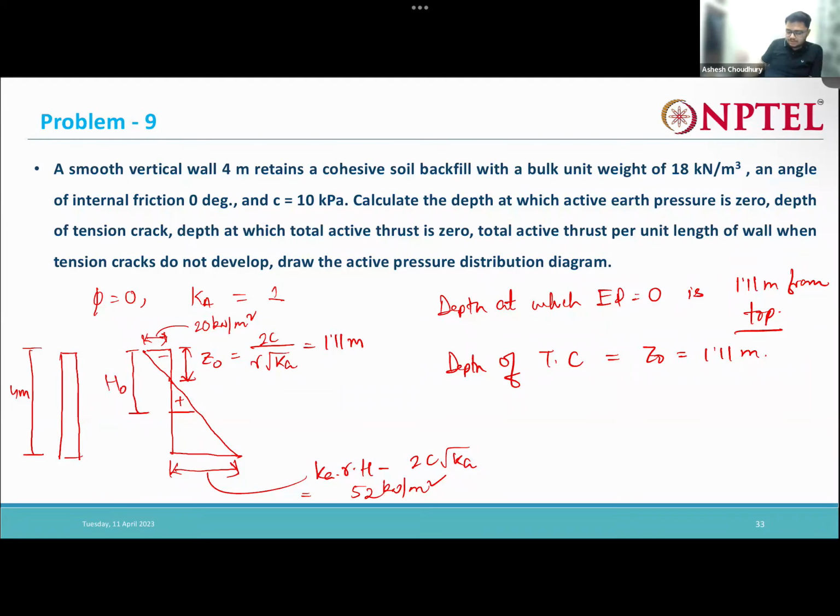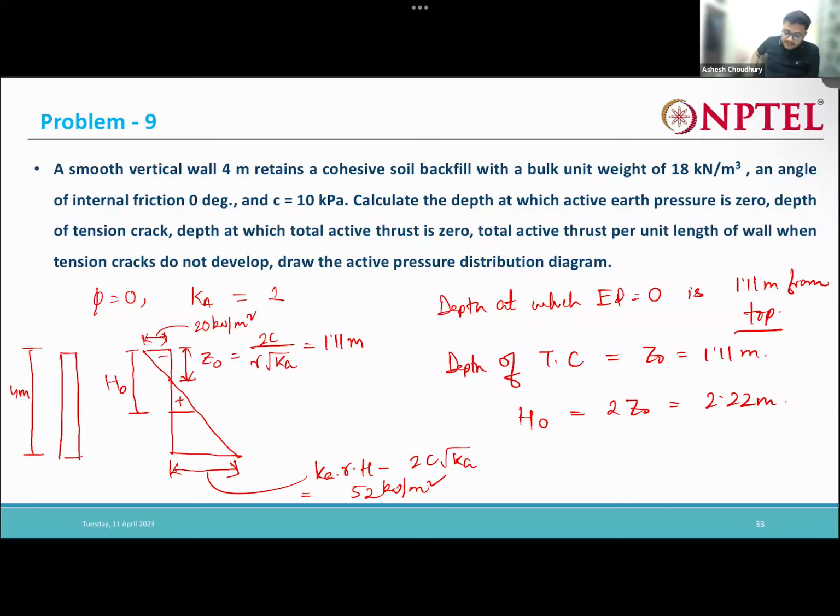Let me write H naught. So up to this depth H naught, the total active thrust is 0 when the tension cracks do not develop. Right, because negative and positive are cancelling each other. So the net active thrust up to this depth will be 0. So what will be H naught? 2 into Z naught, 2.22 meter. Now the next one is the active pressure diagram. So we already made the active earth pressure.